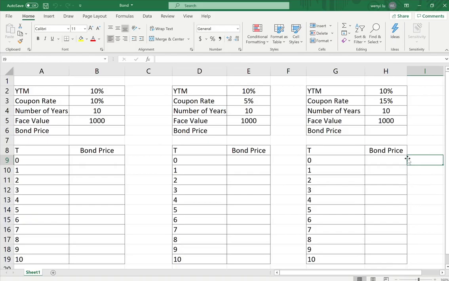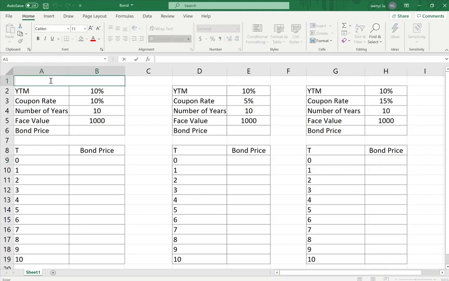Okay, guys, today we will continue our bond chapters. This is the second part. In the first part, I summarized the three rules based on the comparison of yield to maturity with the coupon rate. Now, based on these three rules, we will do more analysis of the bond price at different times.